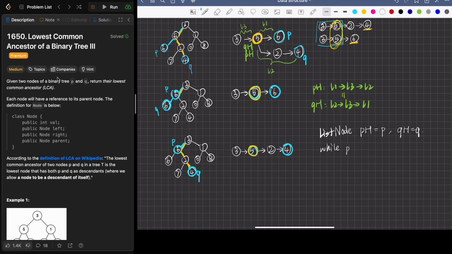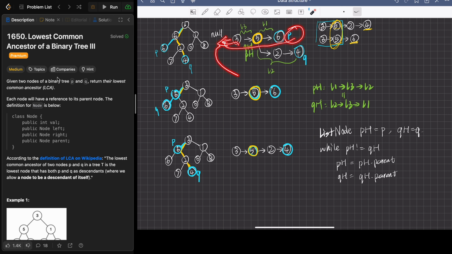So while the PH is not equal to QH, what they're going to do is go to its parent node. This is what we got from the information it provides, and QH also goes to its parent node. But the point is, if they are already at a root node, in the next step they will definitely move to a null, right? I mean, if they're already at the root node, this will point to null. So if the P helper goes to the null, it will move to the Q, right?